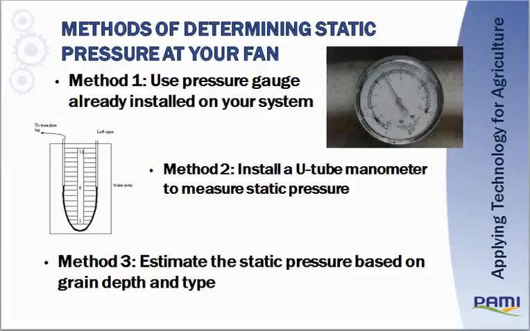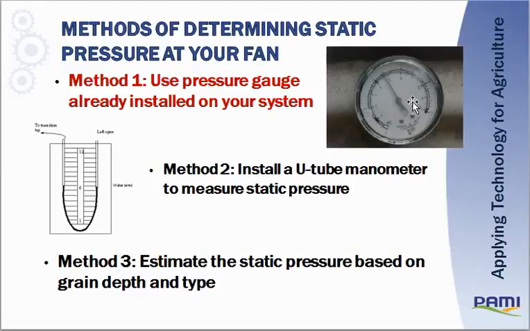Method 1 is simply using the pressure gauge that's already installed on your system. A lot of the newer bins with large fans will come with a static pressure gauge installed in the transition duct between the fan and the bin itself. So simply read the static pressure on the gauge. It'll likely be in inches of water column, which is the standard unit of measurement for static pressure. Just read that value and then go to the fan spec chart for your specific fan.